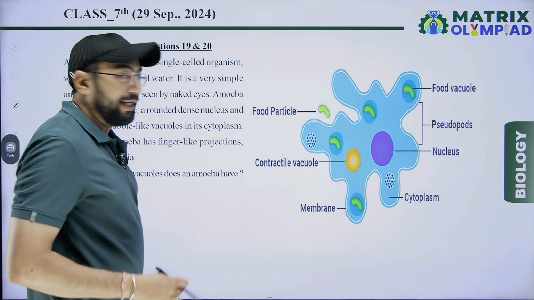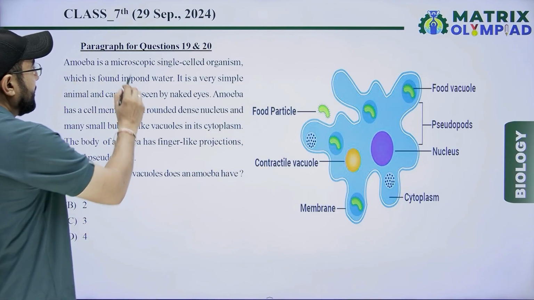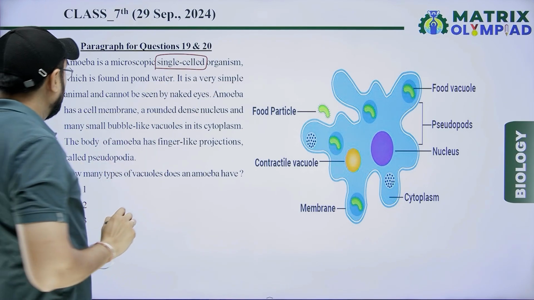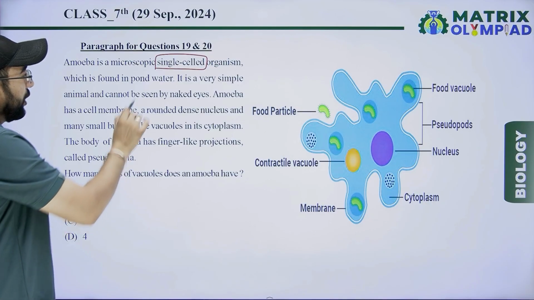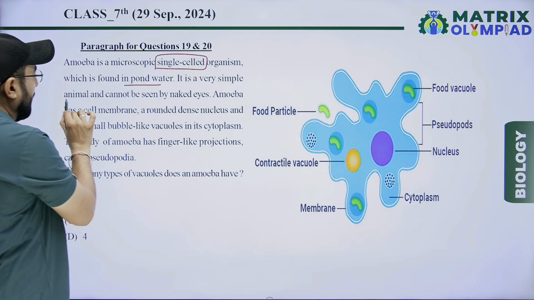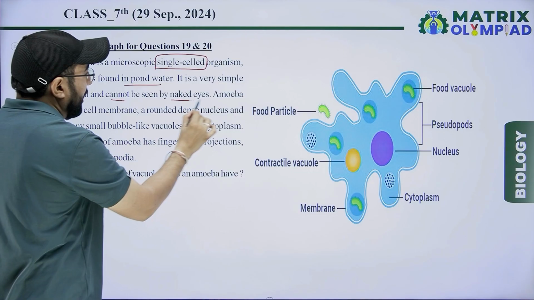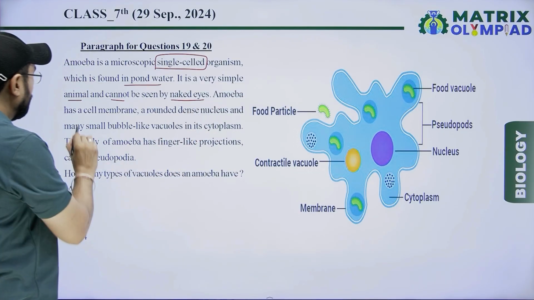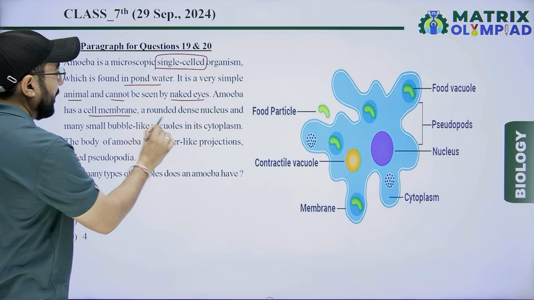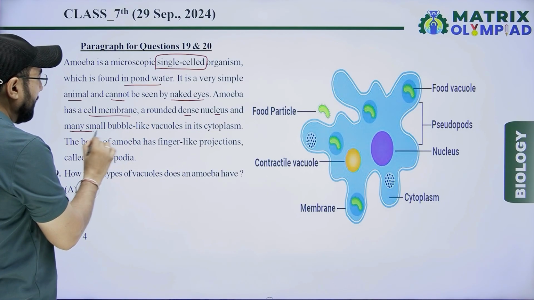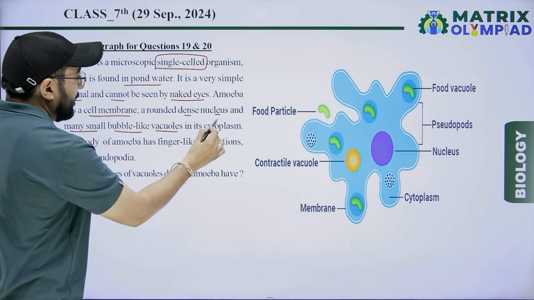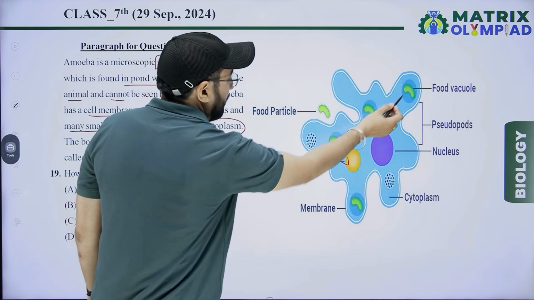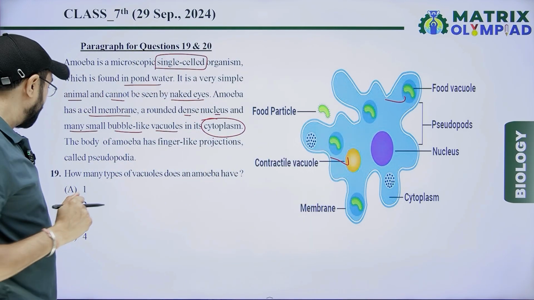Amoeba, shown in the diagram. Amoeba is a microscopic single-cell organism found in pond water. It is a very simple animal, cannot be seen by the naked eye, and is seen by microscope. It also has a cell membrane, a rounded dense nucleus, and many small bubble-like vacuoles in its cytoplasm. That is a bubble-like structure present in the cytoplasm.